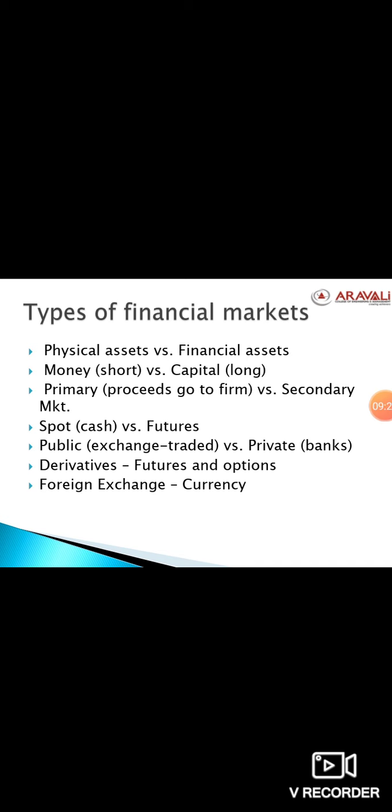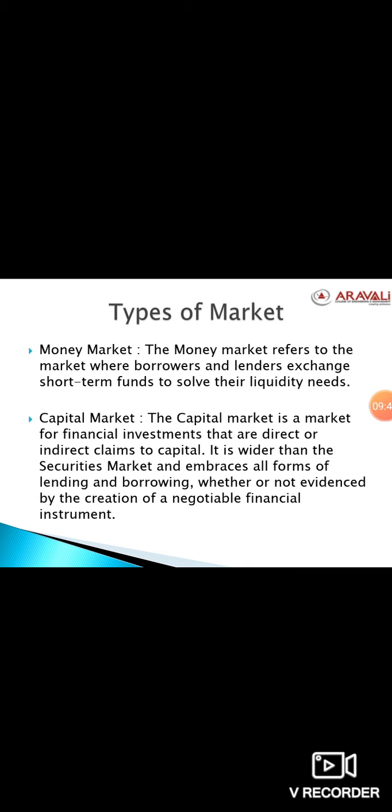Types of markets: physical assets versus financial assets, money market versus capital market, primary versus secondary market, spot versus futures, public versus private, derivatives consisting of futures and options, and foreign exchange where we deal with currencies. So, in this context, we have understood financial markets, the financial system and markets. Now we must understand the types of market.